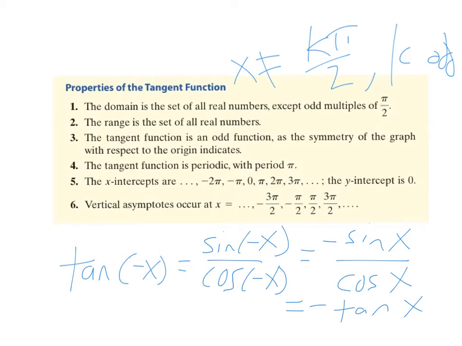We already said tangent has a period of pi, and the x-intercepts are at multiples of pi, multiples of k pi, where k is an integer. And you see all the values that are not in the domain? That's where the vertical asymptotes are located. And the x-intercepts are located halfway between each asymptote.